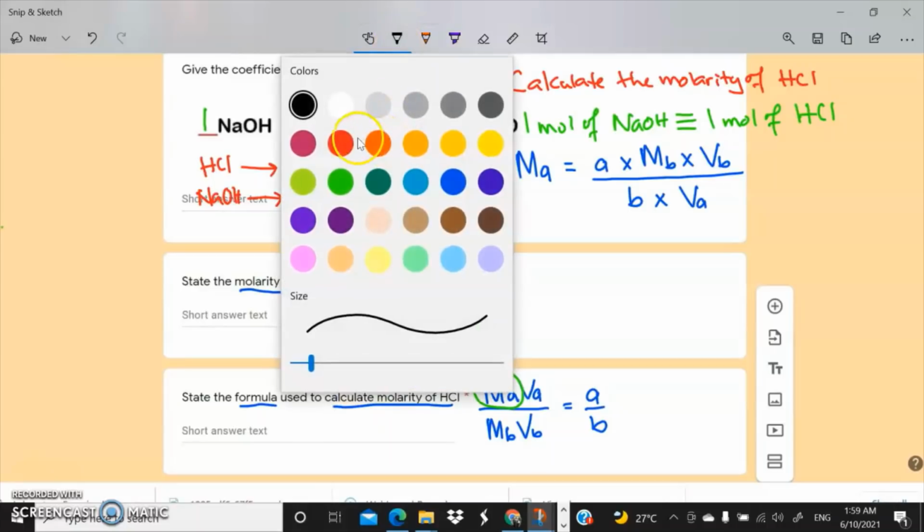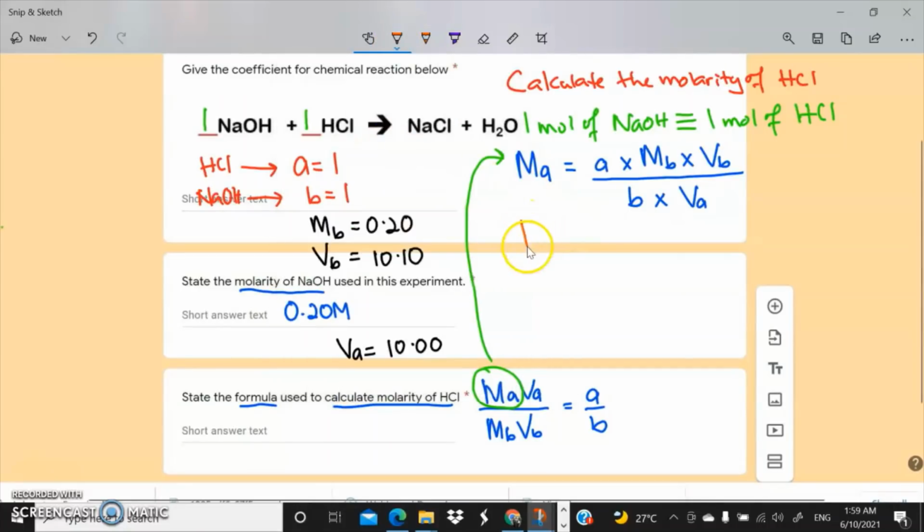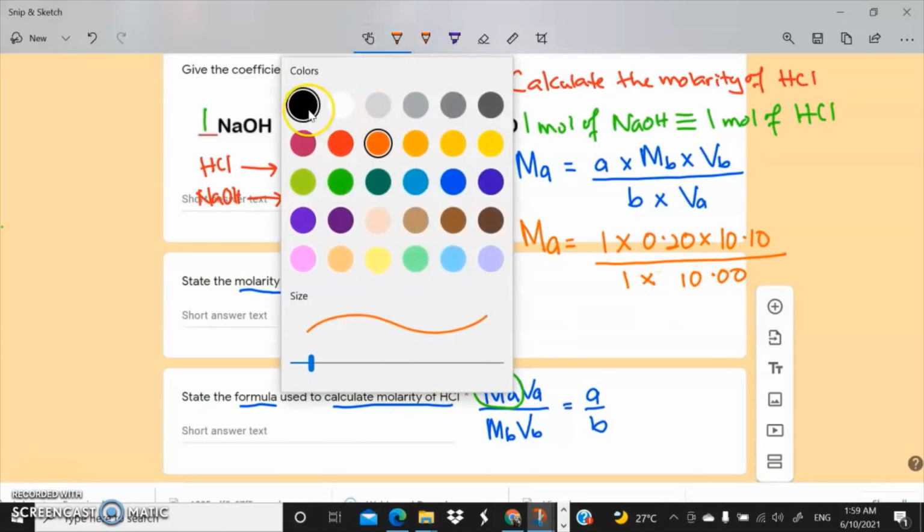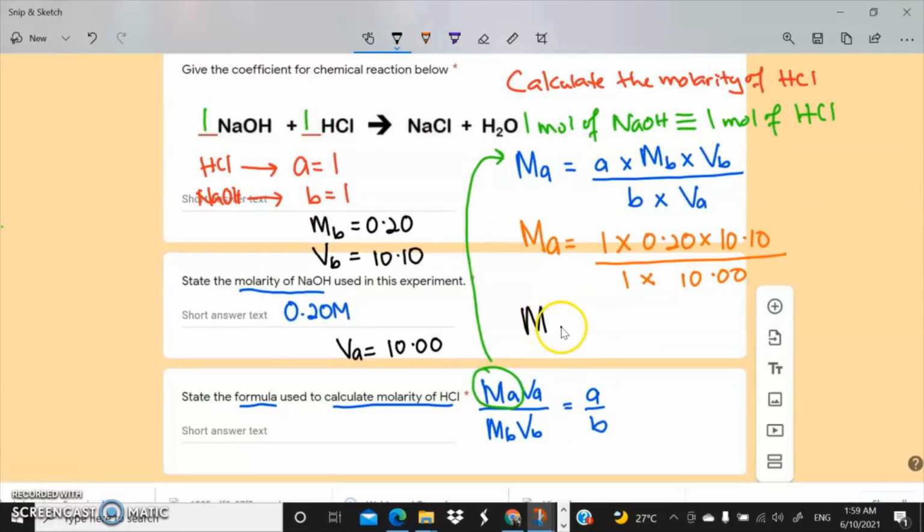Now you can substitute into the formula to solve. I want to calculate the molarity of acid. So my A is 1. My molarity of NaOH is 0.20. My volume of NaOH is 10.10. Divide by my B, which is 1 here. My volume of the acid is 10.00. So when you calculate the molarity of the acid, you will get 0.20 molar.